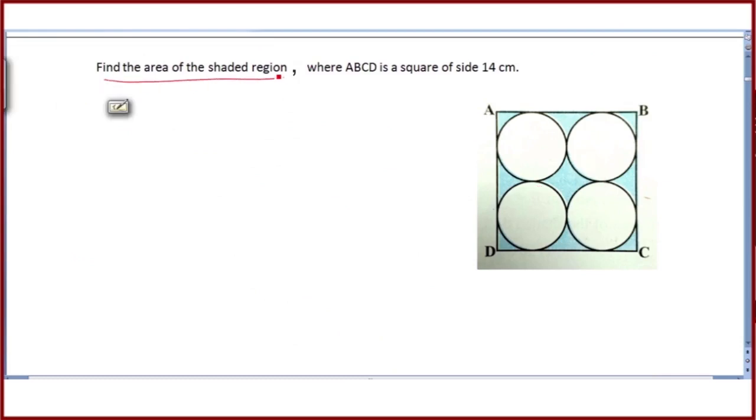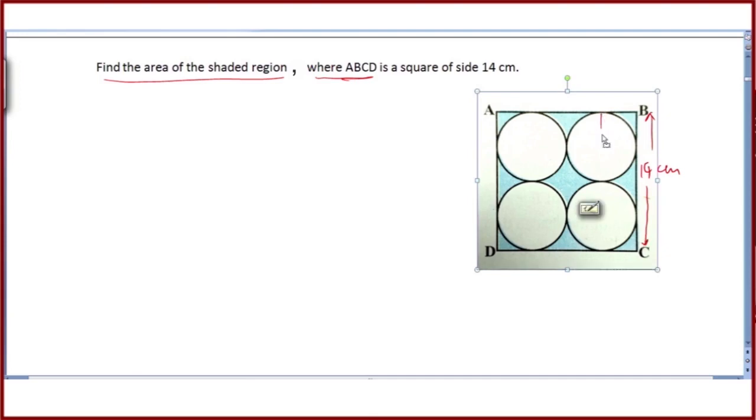We need to find the area of shaded region in which ABCD is a square of side 14 centimeter. So this is 14 centimeter, right? So if this length is 14 centimeter, this will be the sum of these diameters, right? So this entire length is 14. So this length is 7. And what is the radius of one circle? It is 7 by 2, right?